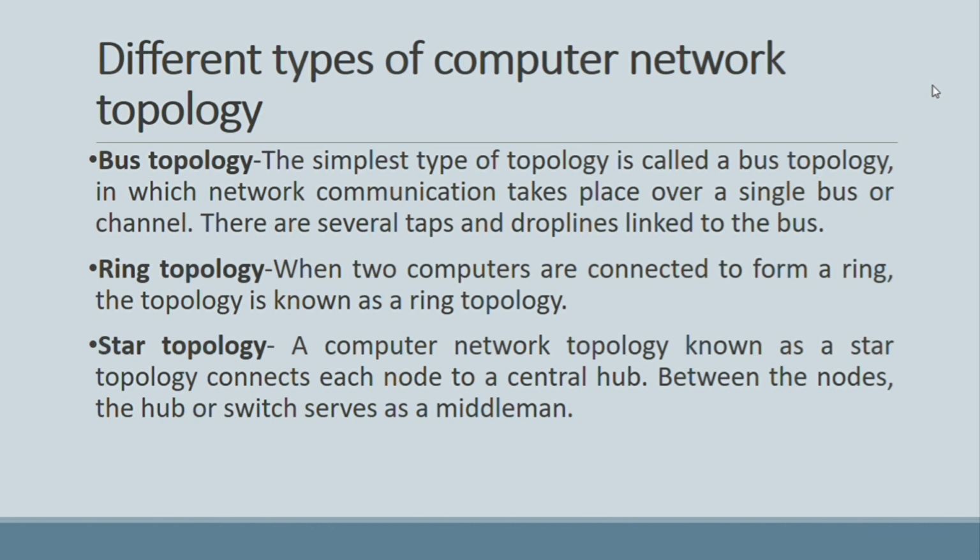Bus topology. The simplest type of topology is called a bus topology, in which network communication takes place over a single bus or channel. There are several drop lines linked to the bus. Ring topology. When computers are connected to form a ring, the topology is known as a ring topology. Star topology. A computer network topology known as a star topology connects each node to a central hub. Between the nodes, the hub or switch serves as a middleman.